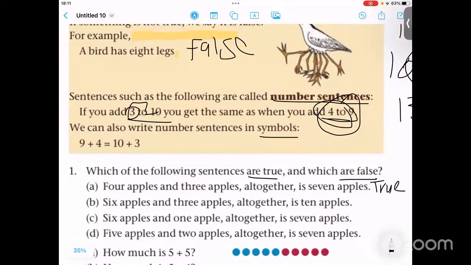Now let's move to B. B says 6 apples and 3 apples all together is 10 apples. So Minentle, they're saying you are having 6 apples, and then you get 3 more apples. Now, how much are you going to get? When you add 6 apples with 3 apples, how much do you get? Do you get a 10?